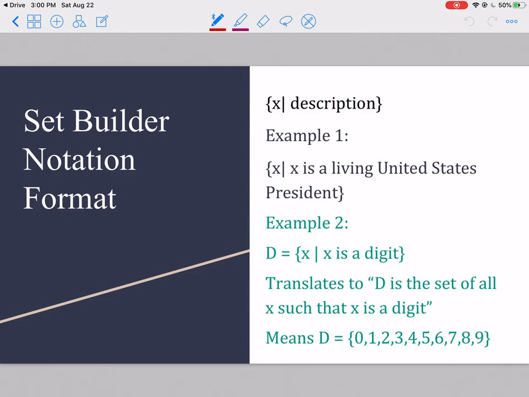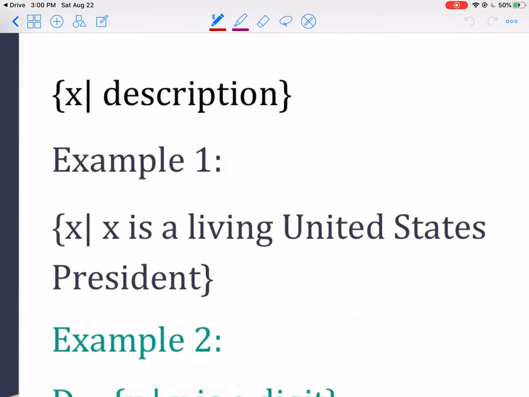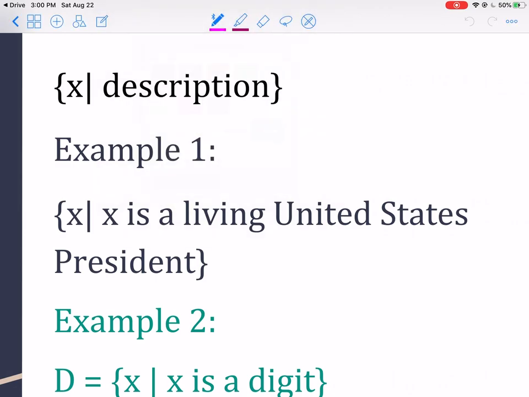All right, here is another example of set builder notation format and some other ways that we can write it. So we're always going to have these curly brackets like we said, and then you're going to have whatever variable you're talking about, the line that means such that, and then the description of the set, okay, and then you end with curly brackets.